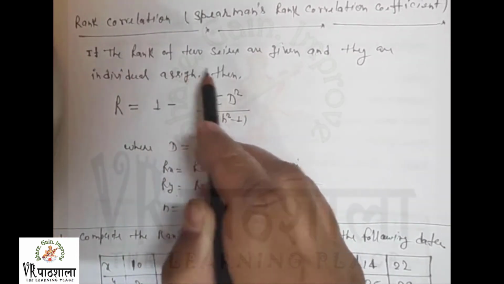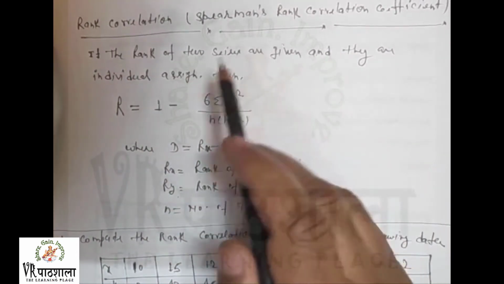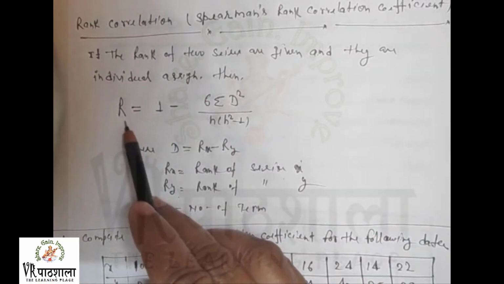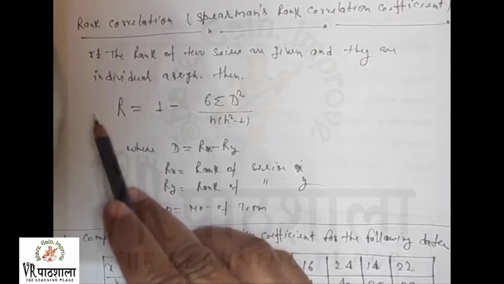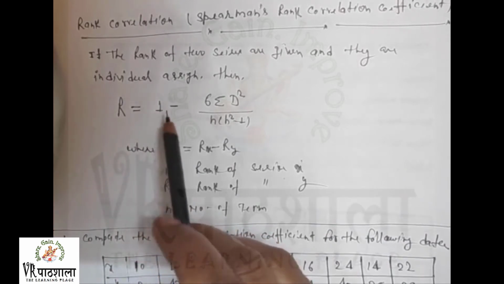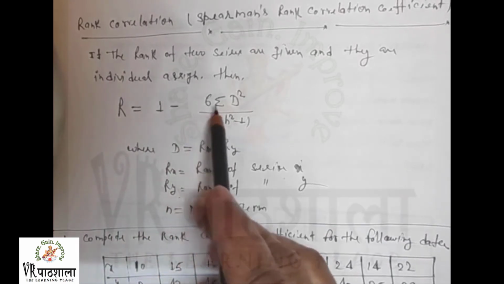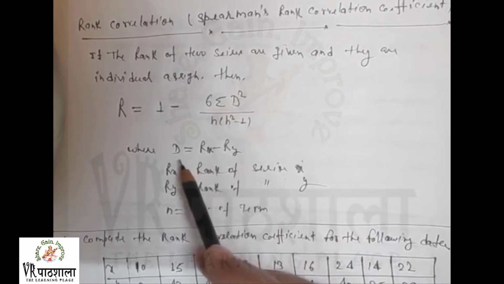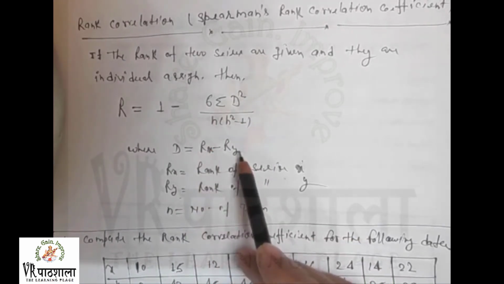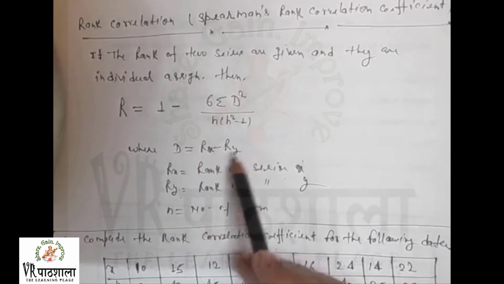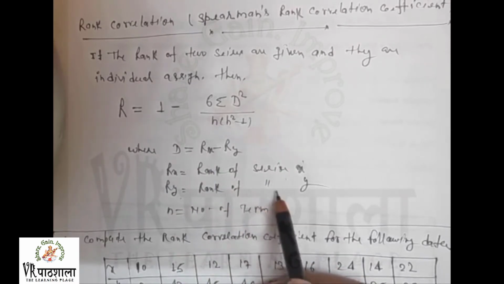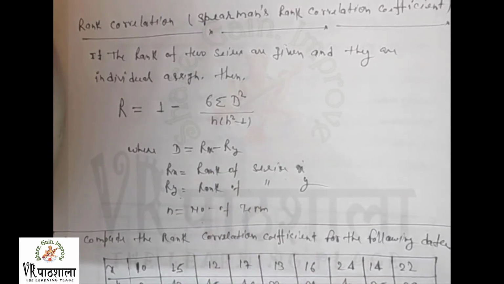If the ranks of two series are given and they are individually assigned, then the Spearman rank correlation coefficient is denoted by capital R or small r and is defined as 1 minus 6 into summation d square over n into n square minus 1, where d equals the difference of rank x and rank y, Rx is the rank of series x and Ry is the rank of series y, and n is the number of terms.